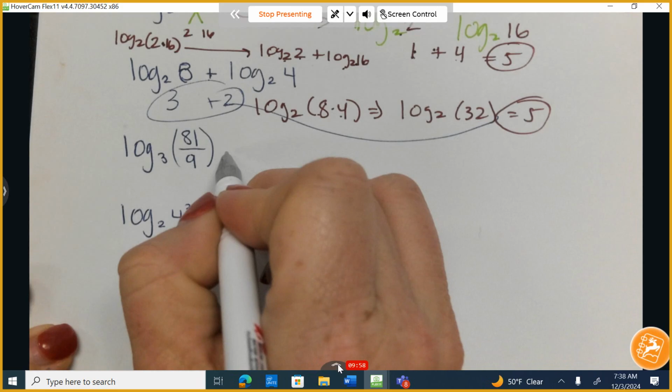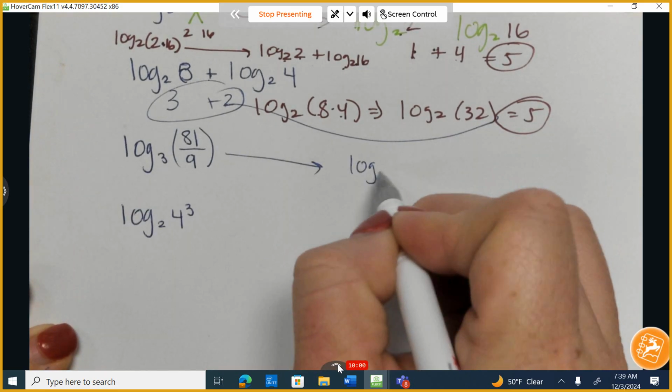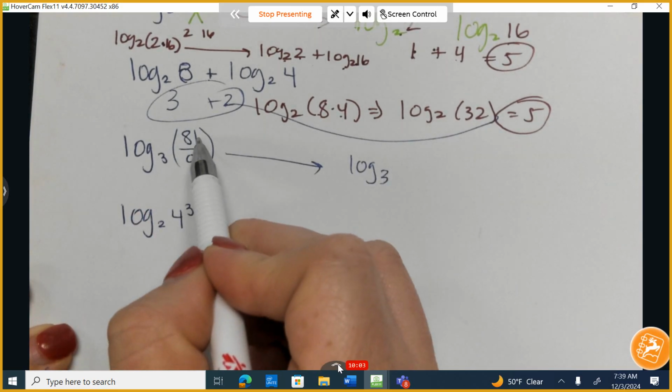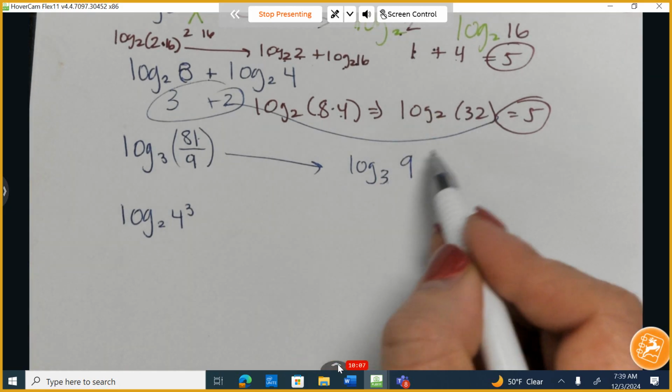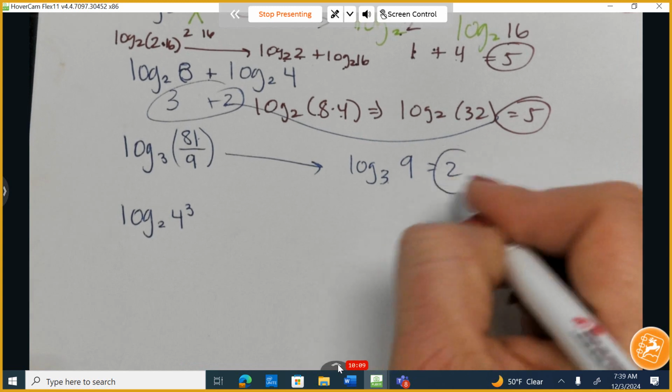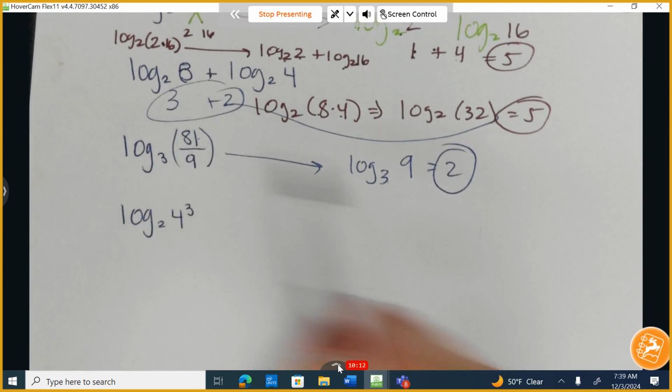Here's one way that I could do this. I'm able to easily simplify that 81 divided by 9 is 9. And I know that 3 to what power is 9? 3 to the second power. There we go, I've evaluated it. This is equivalent to 2.